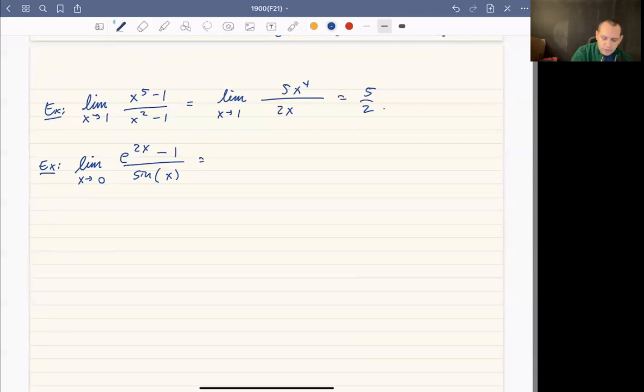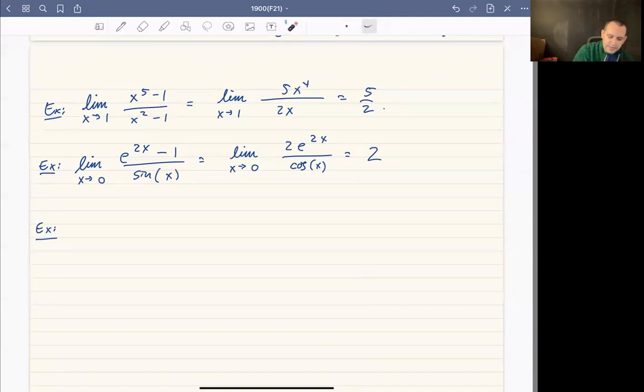So L'Hopital's rule applies, and we get that this is the limit of the derivative of the top. So that's the derivative of e to the 2x minus 1, so it's going to be 2 e to the 2x, all over the derivative of sine of x, which is cosine of x, of course. And now when x approaches 0, we just get a value that we can plug in. We get 2 times 1 over 1, which is just 2. And that's it.